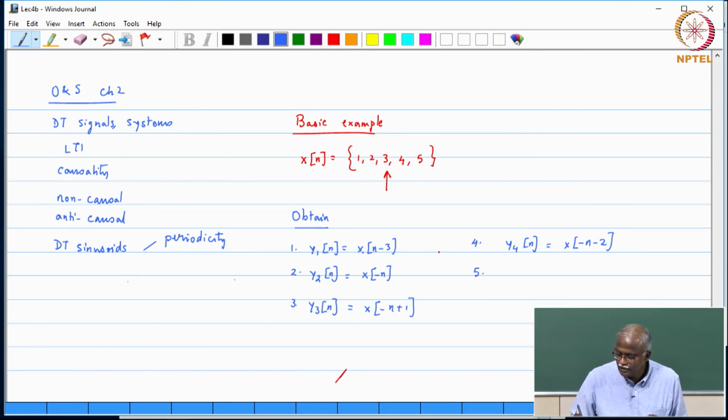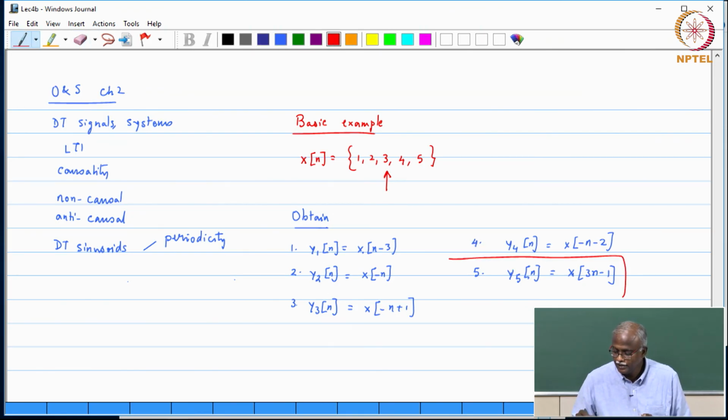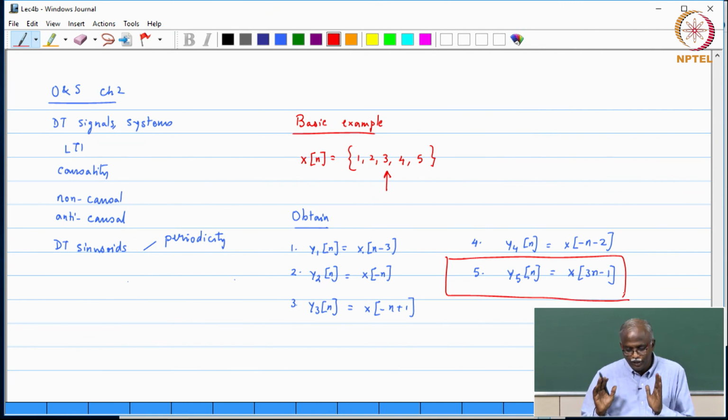And the last one is y5 of n, x of 3n minus 1. Now, I am sure you are familiar with this, I am sure you would have done lots of examples. What we would very much like to focus on is the last case, because that is taking us into the multirate domain. Because what we are fundamentally doing here is changing the sampling rate. In Oppenheim and Schafer it is called time scaling. So, please look at time scaling, very important.